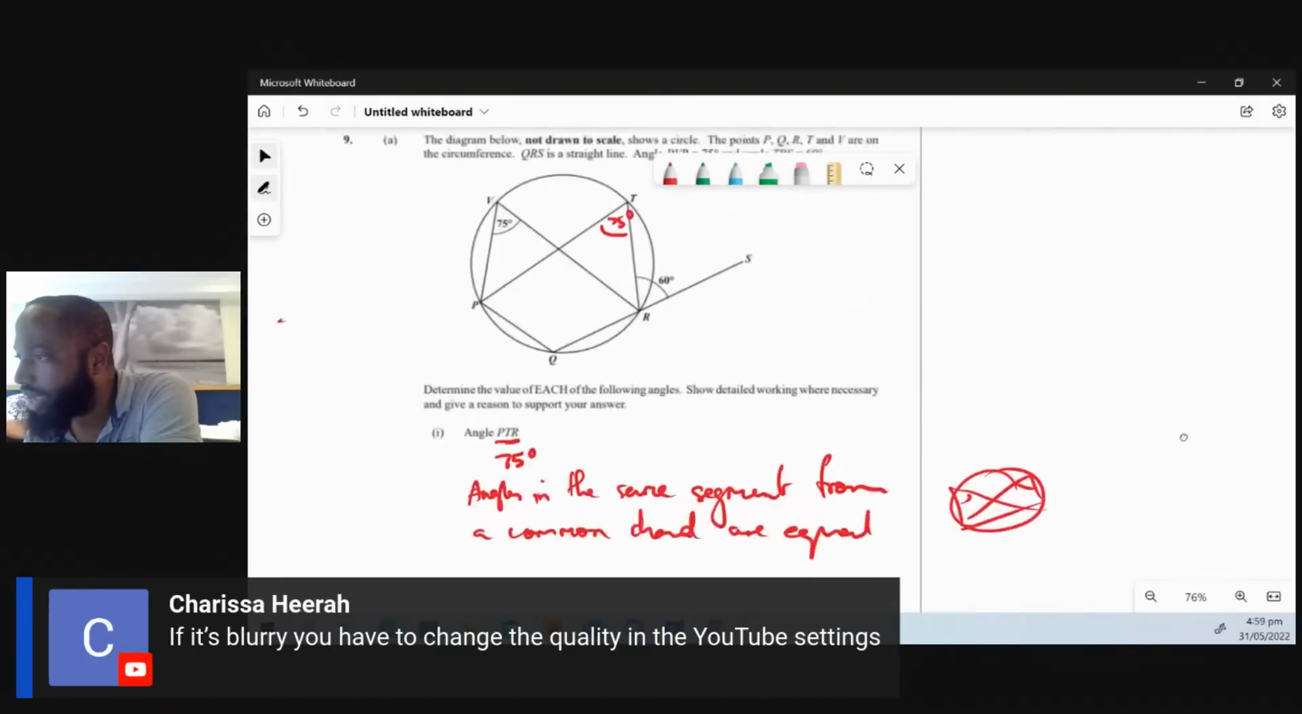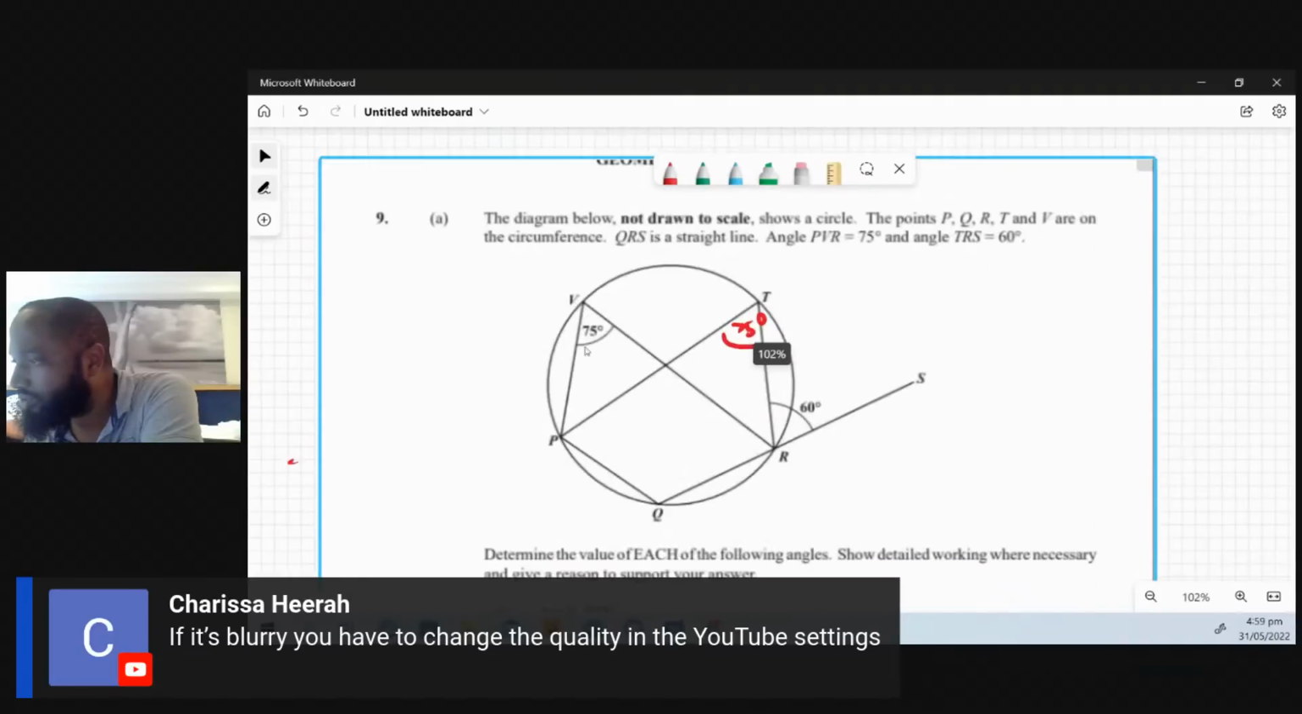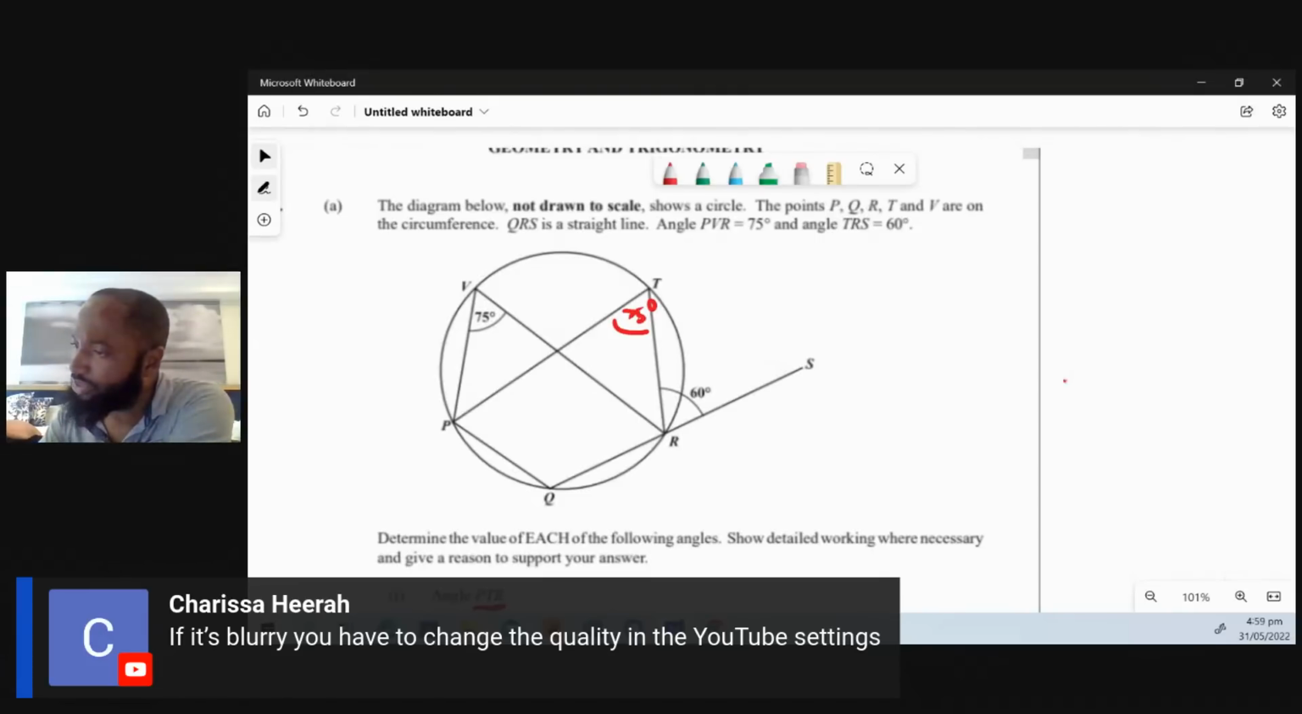TPQ. What do you think for TPQ? Well, my answer for TPQ, watch this, right? I could find out what this is. We'll find out what that is once I can find out what is what. I can find out what this is.